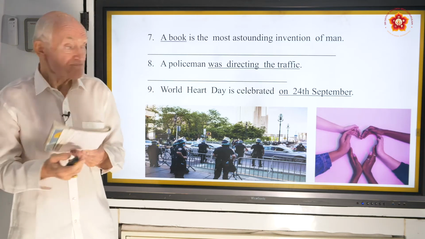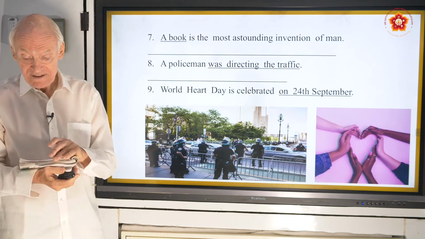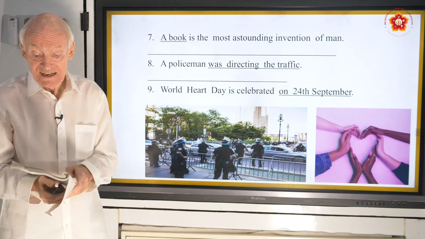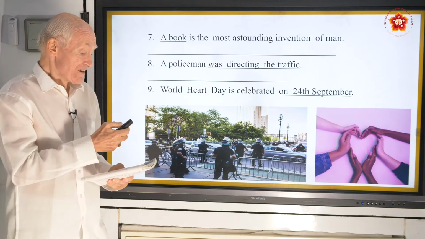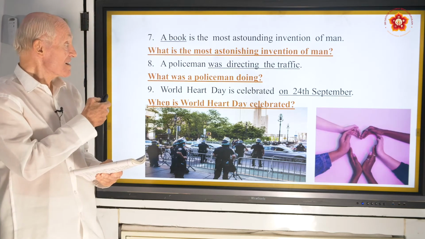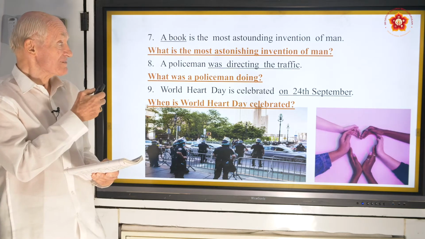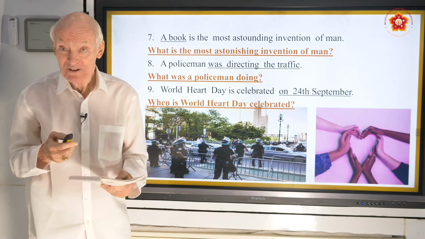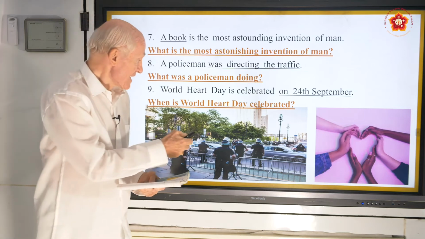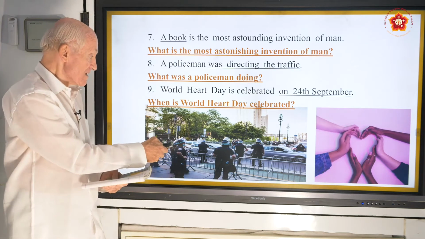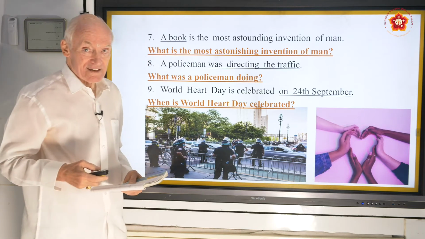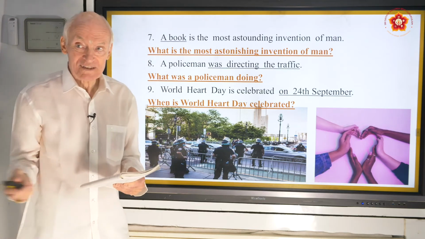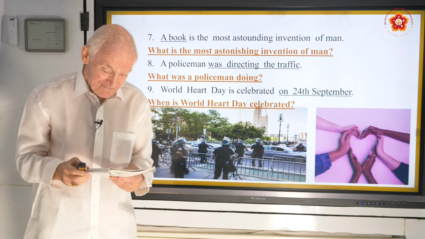A policeman was directing the traffic. That's the answer we want to get. So what's the question? The question is, what was the policeman doing? The policeman was directing the traffic. And we can see here, this fellow here is directing traffic. The other policemen are looking on. But one policeman was directing the traffic. Come on, let's move along.